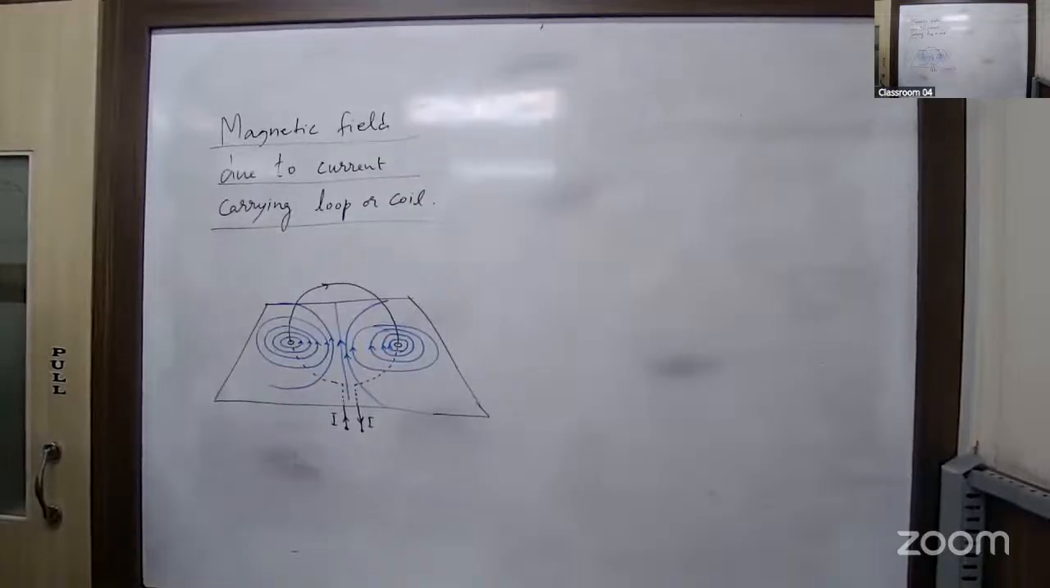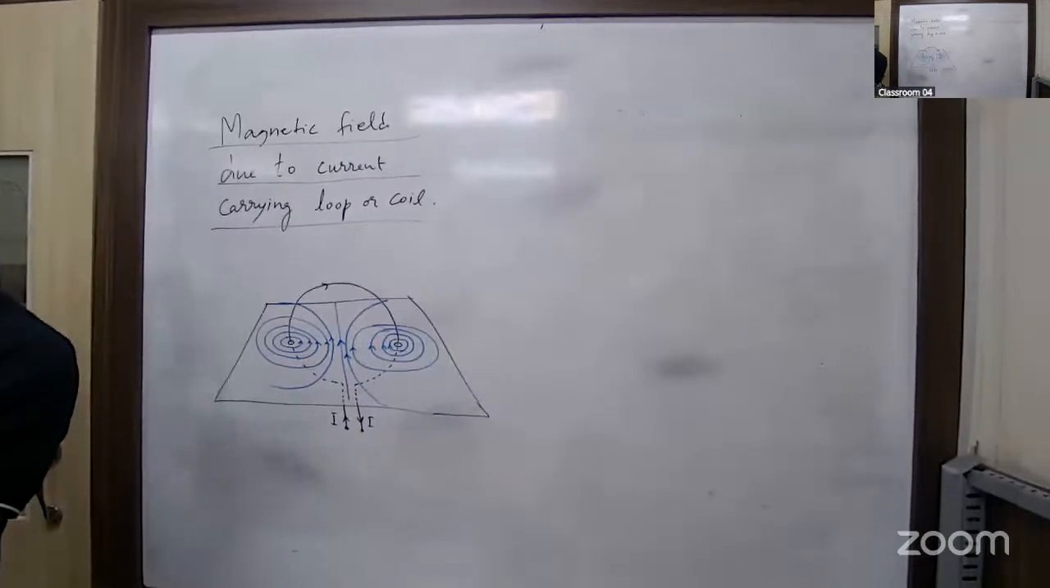Where is the field going? Into the loop. Everywhere. Everywhere the field is going into the loop. For you, it is going into the loop. But what about me? It's coming towards me. यहाँ से घुस रहा है और इस तरफ से बाहर आ रहा है. Okay? So for you, the field is entering. For me, the field is coming out.